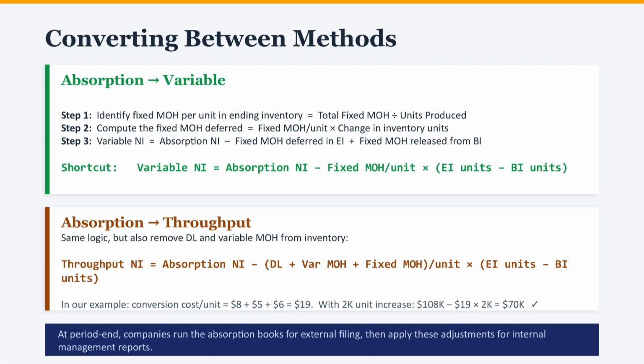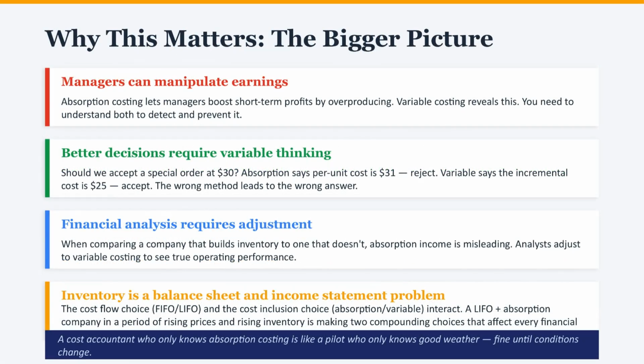This slide presents the larger context behind absorption and variable costing. 4 color-coded sections deliver key messages. Managers may manipulate earnings with absorption costing. Variable costing offers clearer decision signals, and adjusting financial analysis is vital. Also, inventory choices impact both the balance sheet and income statement. The concluding quote reminds us that understanding both methods, like a pilot bracing for weather changes, is crucial for sound financial judgment and strategy in practice.